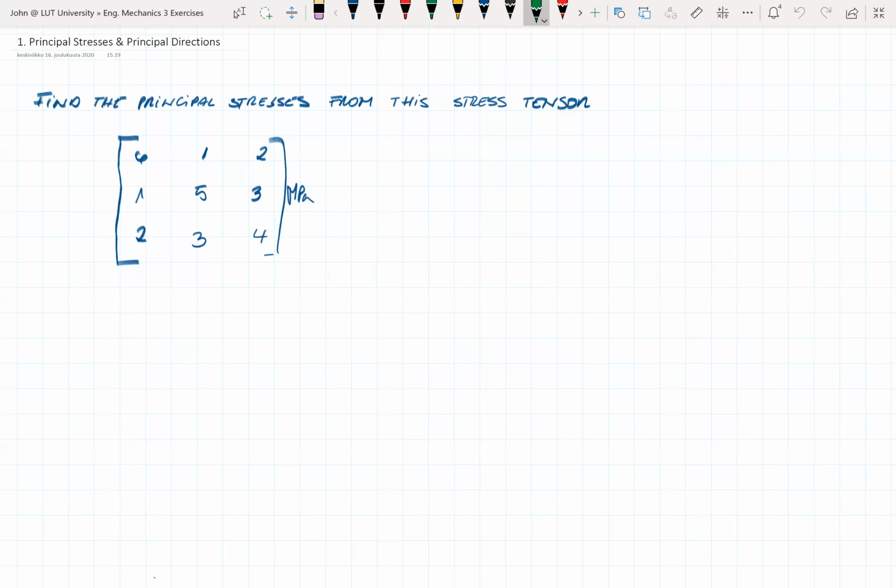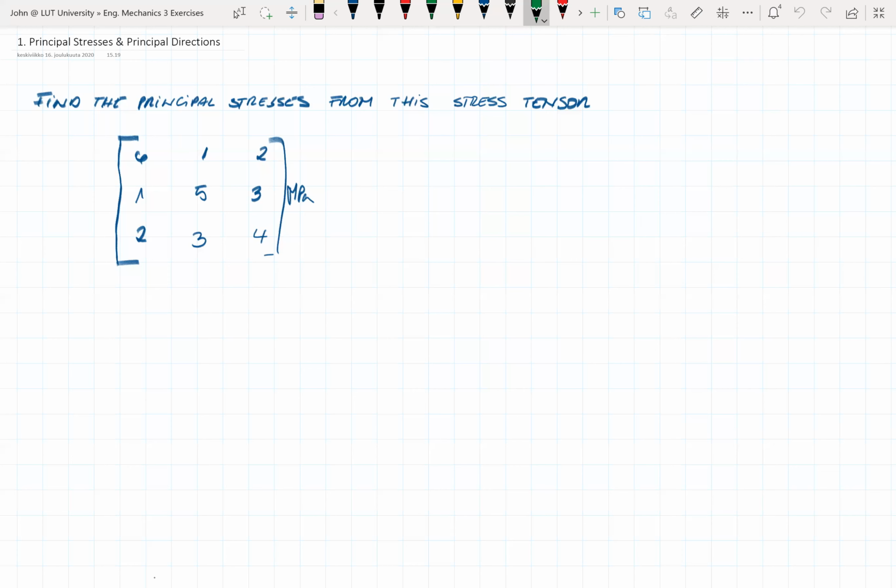Then we went to determine what the situation was when a stress was applied on an inclined plane. And for that purpose, we used direction cosines. After that, we found a plane oriented in a certain way such that there are no shear stresses, only normal stresses. And we came up with this idea of principal stresses, and later, the idea of the principal directions.